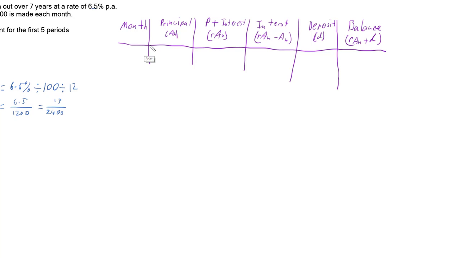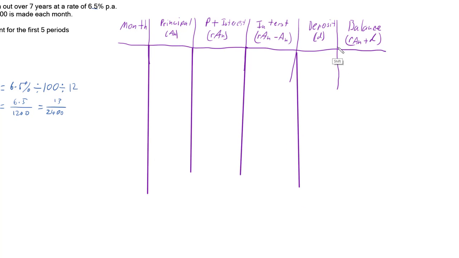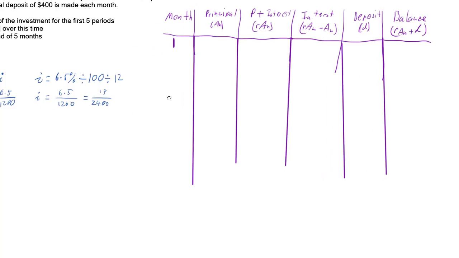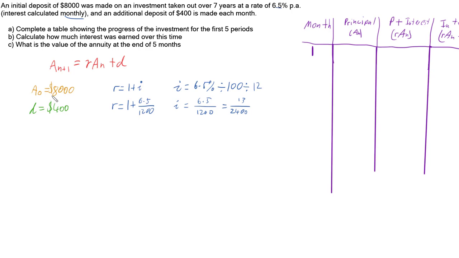So if we think about doing up our table, I'm going to create these columns going a little bit further down. So my first month, my principal is my initial value, my A0, $8,000. Then to work out my principal plus interest, I'm going to do R times AN. So I'm going to have 1 plus 6.5 over 1,200 multiplied by that principal, 8,000.